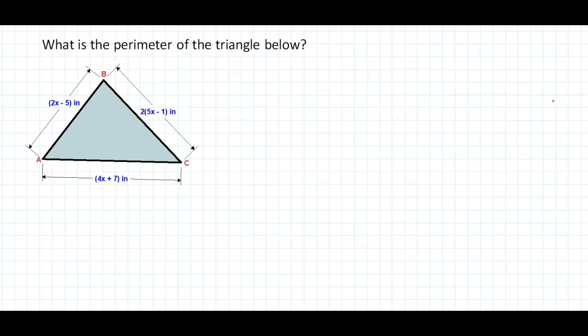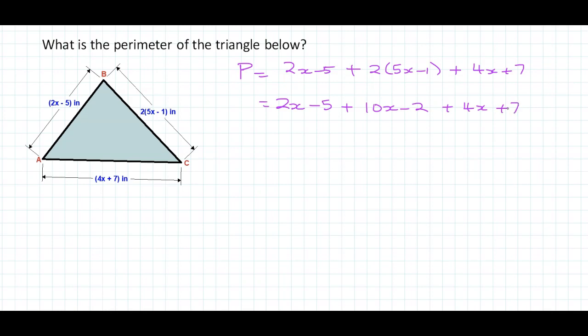Now we have a triangle here. We want to find the perimeter. So we're just going to add all the sides together. So perimeter is going to be 2x minus 5 plus 2 multiplied by 5x minus 1 plus 4x plus 7. So PEMDAS means we're going to distribute. So I'm going to keep everything the same except the middle term, which we have to distribute. 2x minus 5 plus 10x minus 2 plus 4x plus 7.